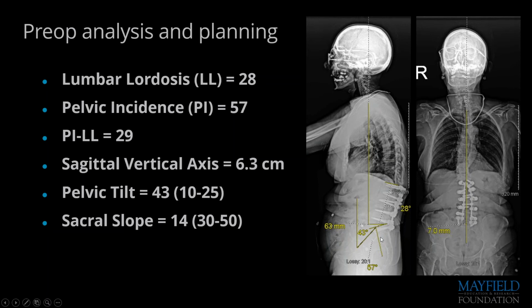I talked about rocking the pelvis back as a compensatory mechanism. We measure that. You see this number here, 43 degrees. We call that pelvic tilt. So the heads of the femur or the leg bone, and that angle, its relationship to the sacrum, we see she's rocking her pelvis back 43 degrees. And normally most people have about a 10 to 25 degree angle there. So we know she's rocking it back. Additionally, we can look at the slope of her sacrum, and the slope here is 14 degrees, and most people have about 30 to 50. So both these values confirm she is really rocking back in order to maintain that posture.